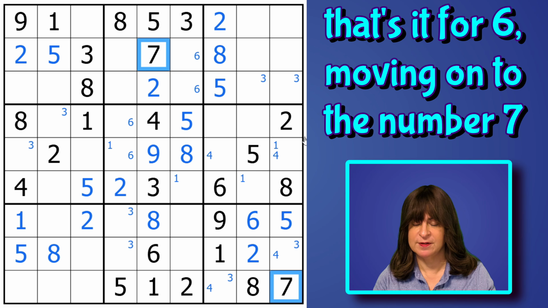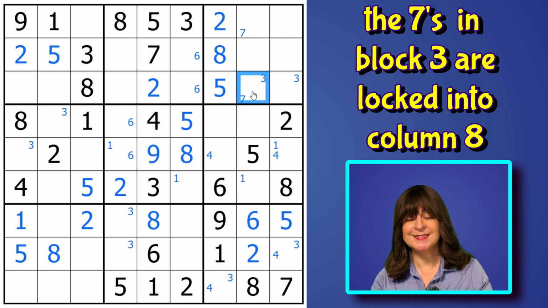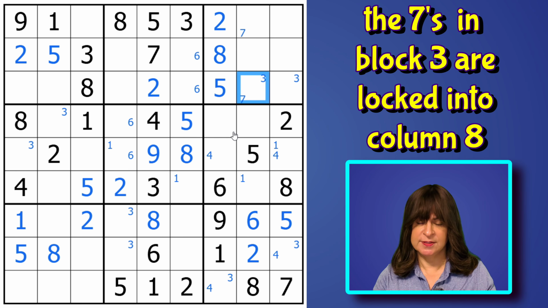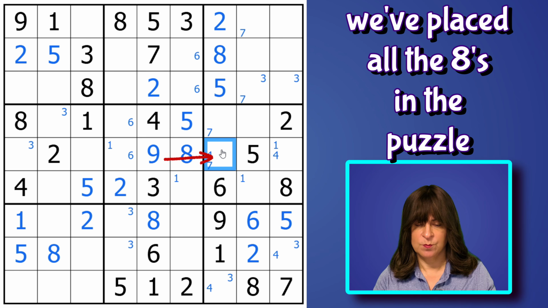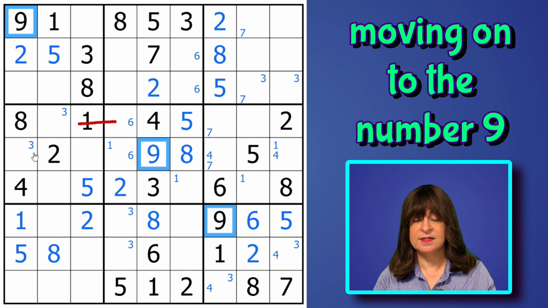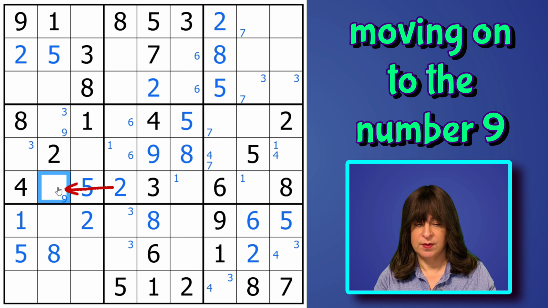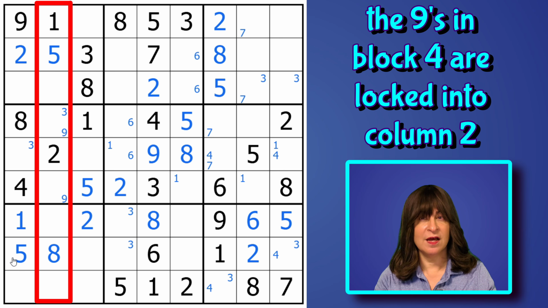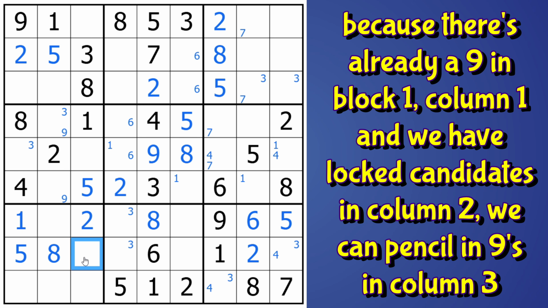So what about the number 7? There are 2 7s intersecting into block 3. So I can pencil in 7s here and here. And now those 7s are locked into column 8, and there's already a 7 in column 9. So I can pencil in 7s here and here. What about 8? I have all the 8s. 9. I can pencil in a 9 here and here. And now those are locked into column 2, and there's already a 9 in column 1. So I can pencil in 9s here and here.